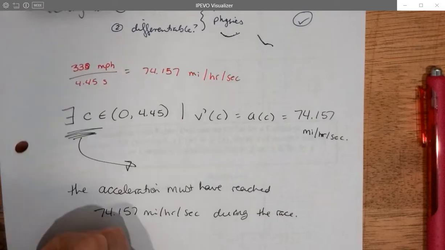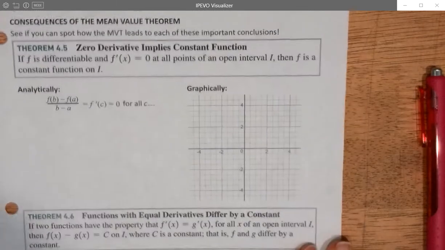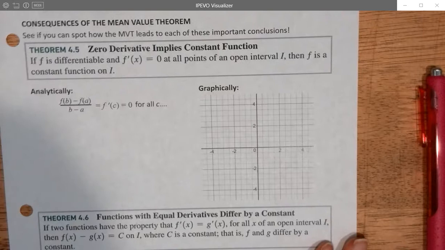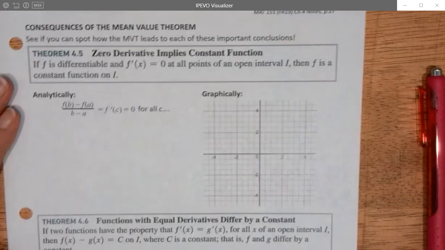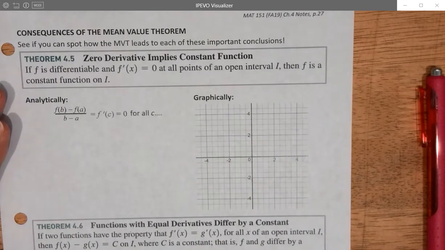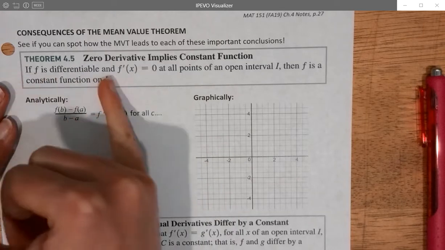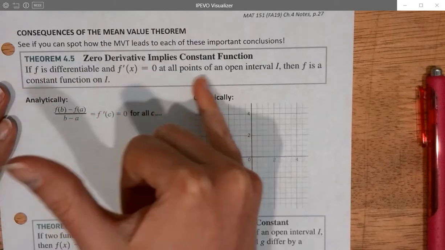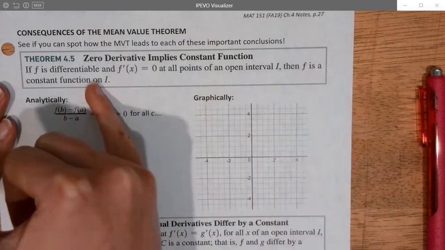Alright, and our last page deals with consequences of the mean value theorem. See if we can spot how the mean value theorem leads to each of these important conclusions. Zero derivative implies constant function. If f is differentiable and the derivative is equal to 0 at all points in the open interval, then f is a constant function.